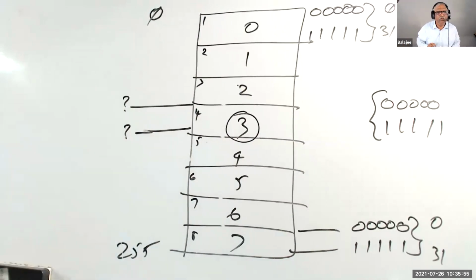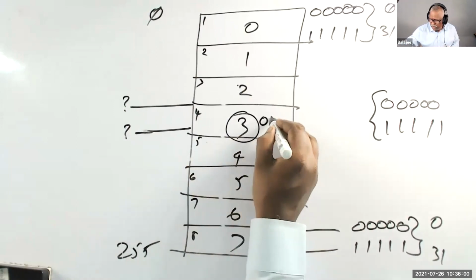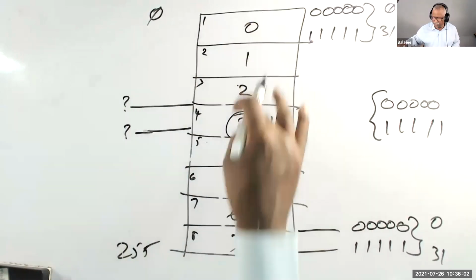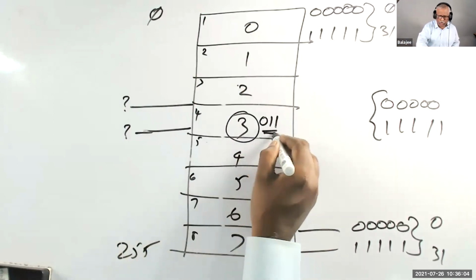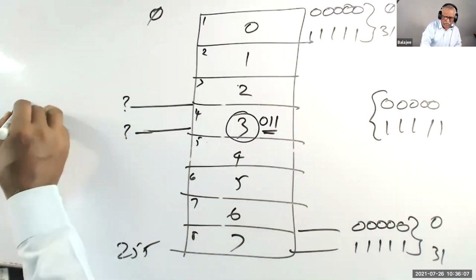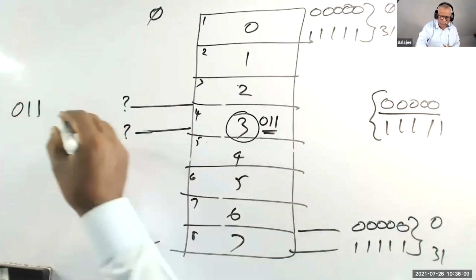Okay, easy. How do you do that? 3 means 0, 1, 1, because it's 0 to 7. We have 3 bits, so 0, 1, 1. So write that 0, 1, 1. What is the starting address? 0.